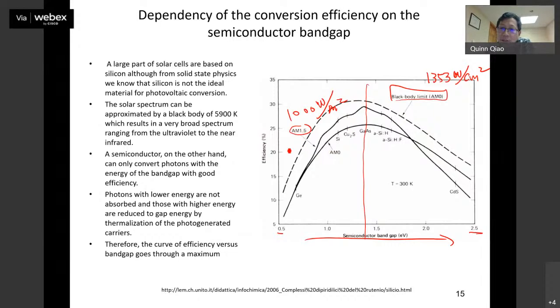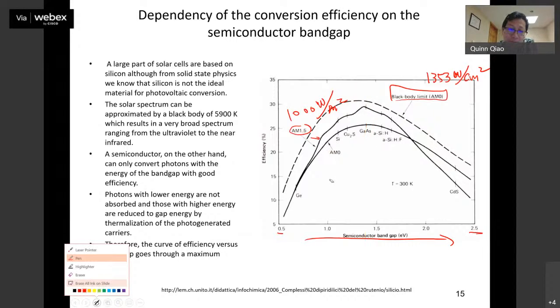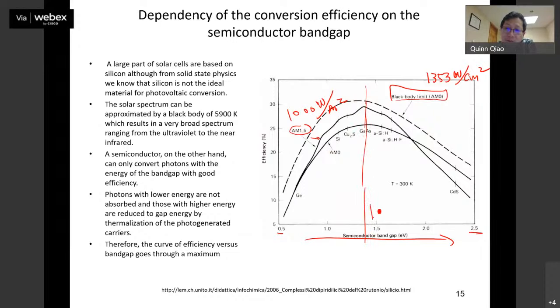This plot, the maximum here, as I just mentioned, is at this position, about 1.4 eV. Basically, for single junction devices, if you can have 1.4 eV as a band gap, then theoretically you can get the highest efficiency, about 25%. That's gallium arsenide.